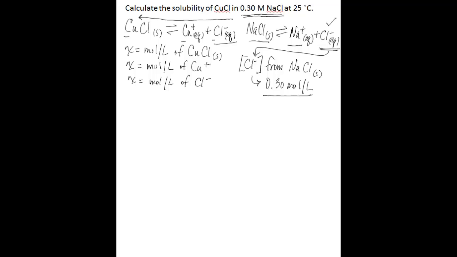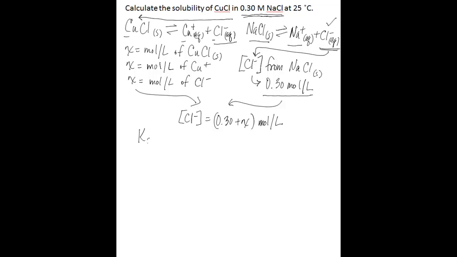So you have to consider both X and the 0.30 and say that the concentration of chloride is actually equal to 0.30 plus X moles per liter, because you have to account for the chloride coming from both the copper chloride and from the sodium chloride. So now that you know that, you can start substituting things into your Ksp expression.